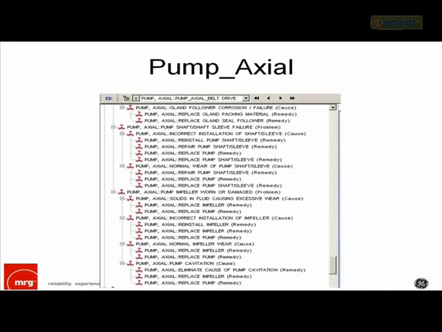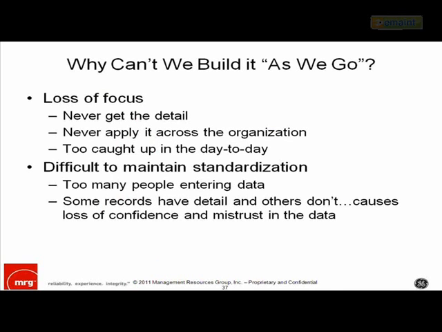So to me, that's master data. That's foundational data, and that has a dramatic impact on equipment reliability improvement, because now we have data that's analyzable and actionable that reliability engineers can really sink their teeth into.